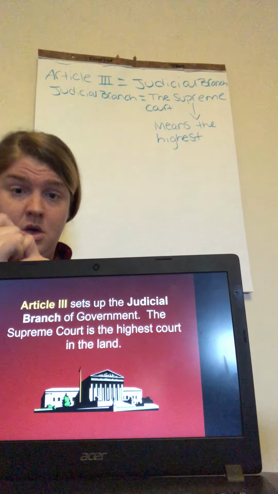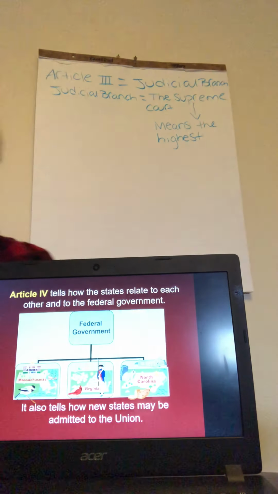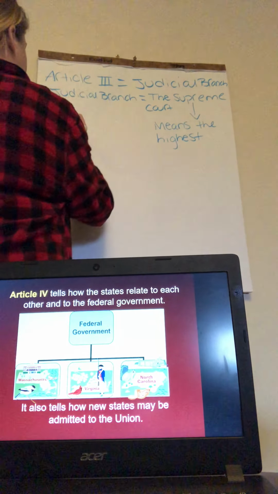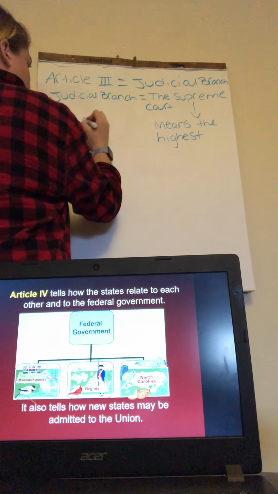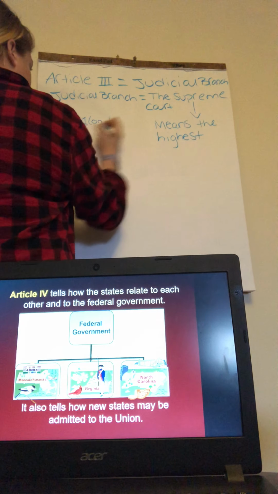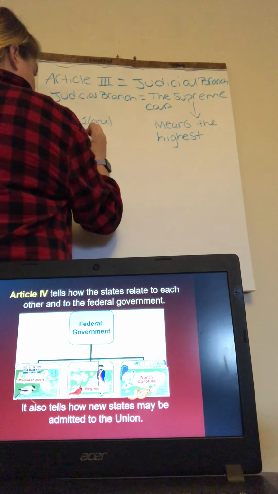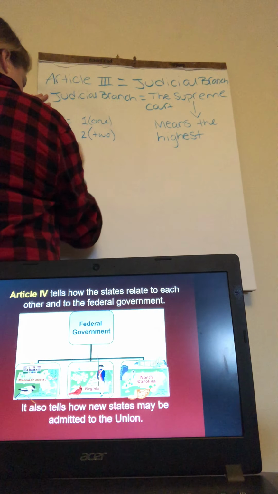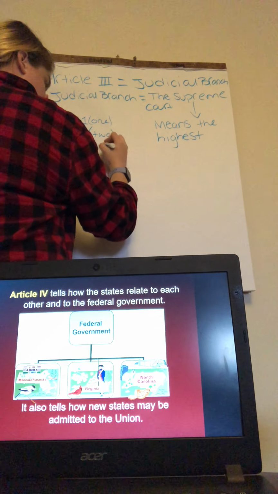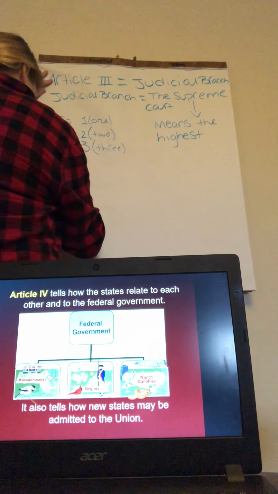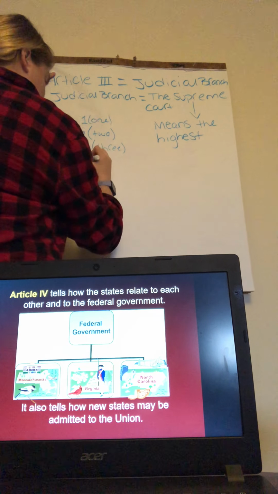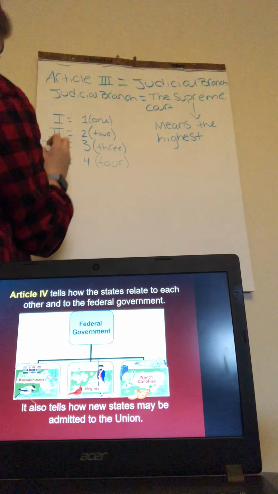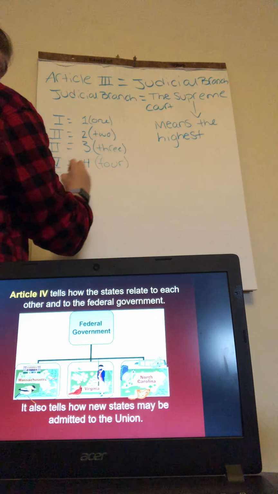Okay. Article IV, all right? So I'm going to show you Roman numerals real quick. If you see this, that equals 1. This equals 2. This equals 3. IV equals 4. V equals 5.